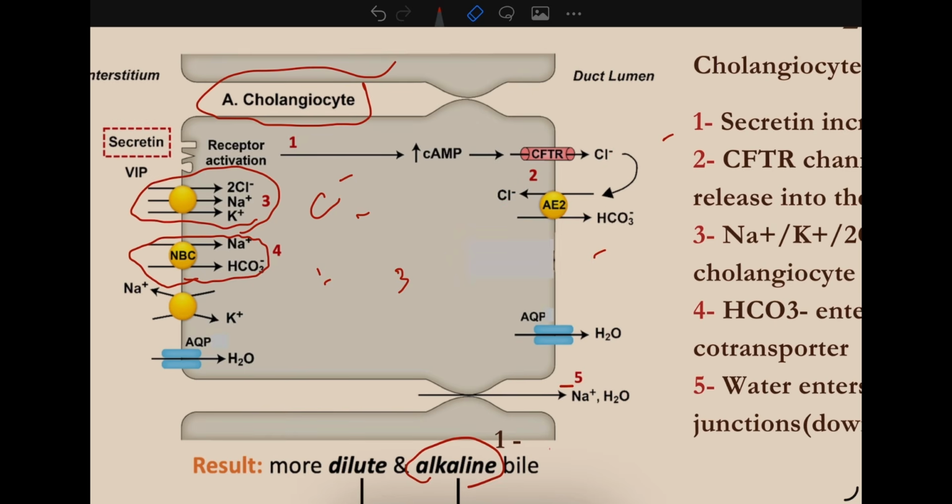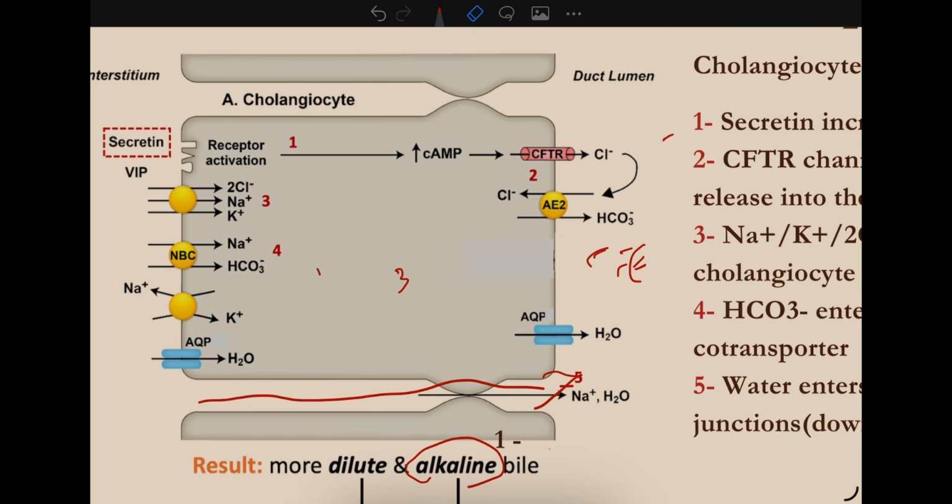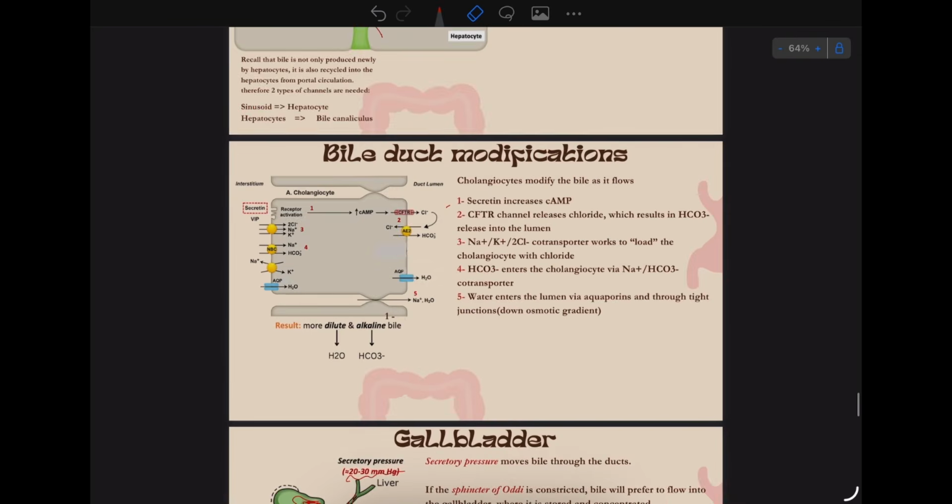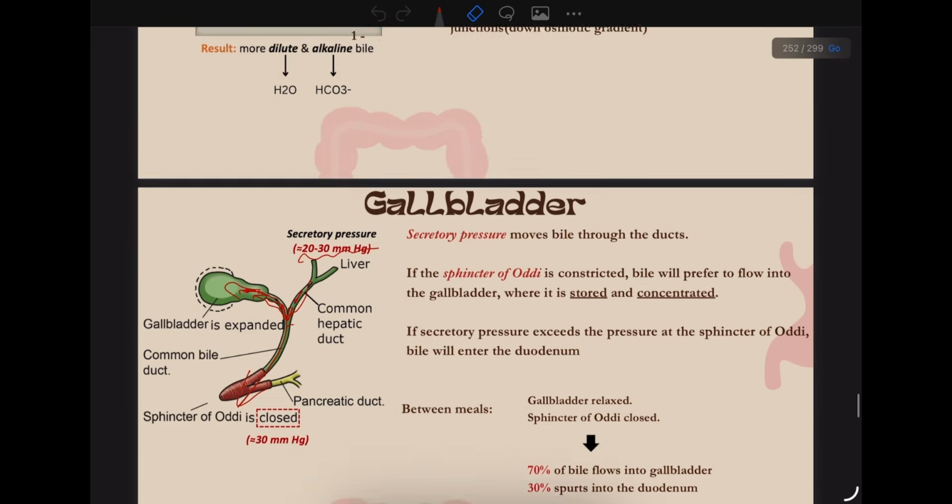Now, since you are throwing ions on this side, chloride and bicarbonate, all of that, water will follow, whether paracellularly or through aquaporins, for the osmotic effect. And now we have water and bicarbonate on the other side, making the bile what? Dilute and alkaline. Make sense? I hope that makes sense.